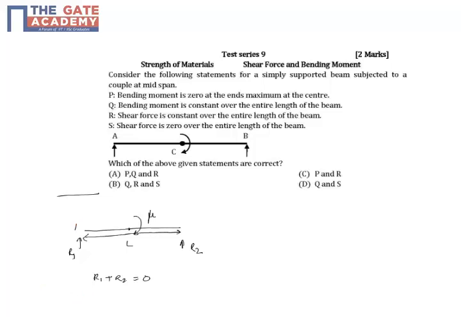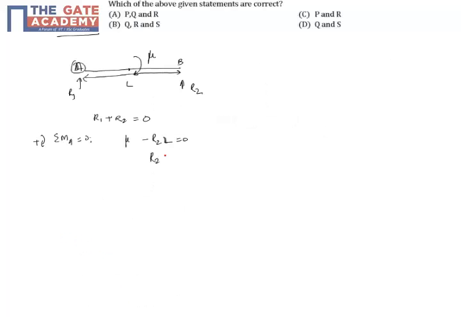Now taking moment, let's say about point A, let's use what is given in the figure. So moment about A, we set it to 0. M is a couple, so it adds directly, and R2 into L is the anti-clockwise couple. M is clockwise, we take clockwise positive, R2 is anti-clockwise, R1 doesn't produce any couple because we are taking moment about A. So R2 is M by L, and we substitute back in the first equation, we get R1 as minus M by L.